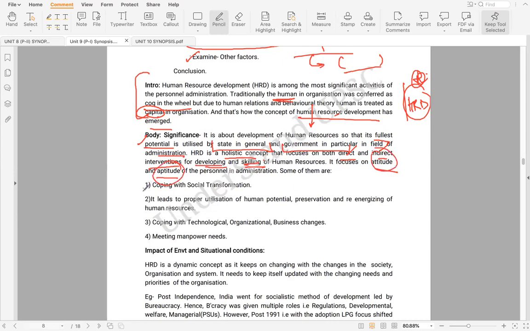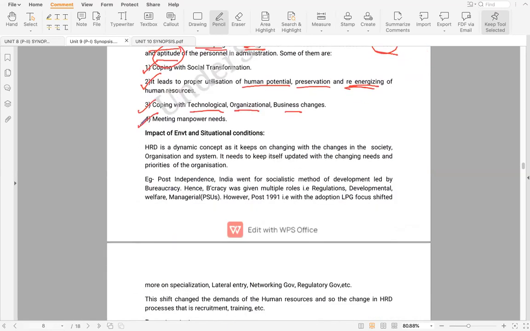Some of them are, for example, coping with the social transformation. It leads to proper utilization of the human potential, preservation and re-energizing of human resources, coping with the technological, organizational, business changes, meeting the manpower needs, etc. Directly hitting on the thesis statement or the main demand of the question, which is the impact of environment and situational conditions. And you have to also facilitate your answer by examples in this very heading.